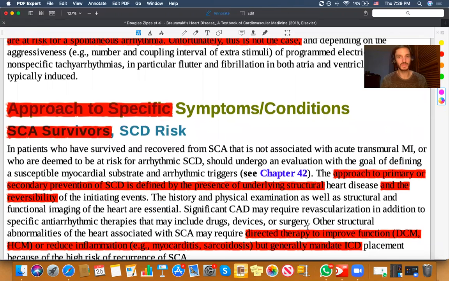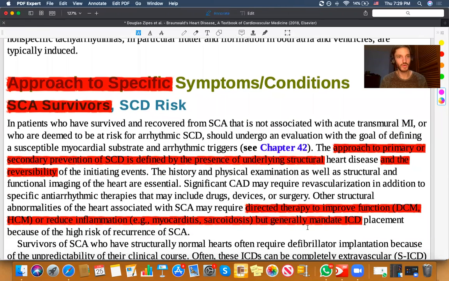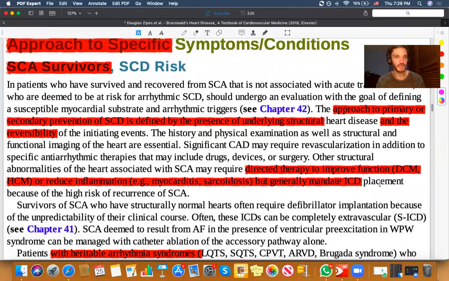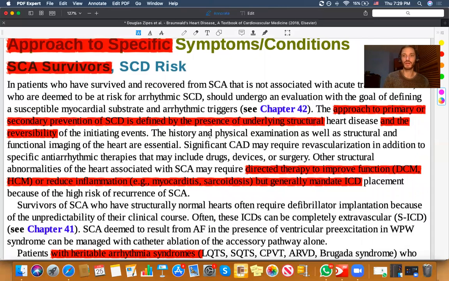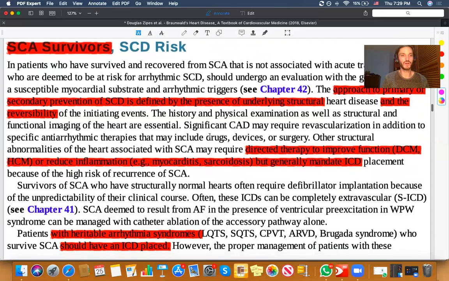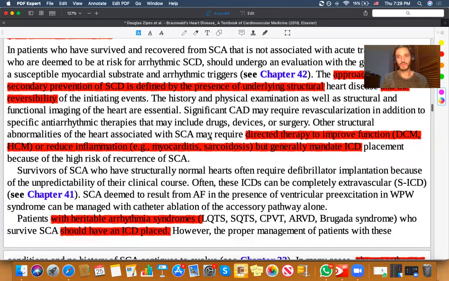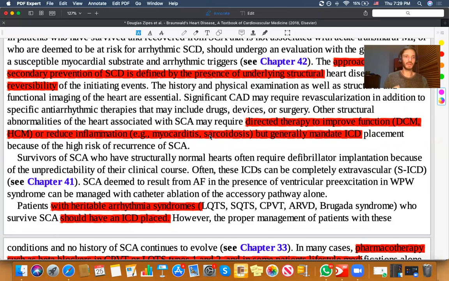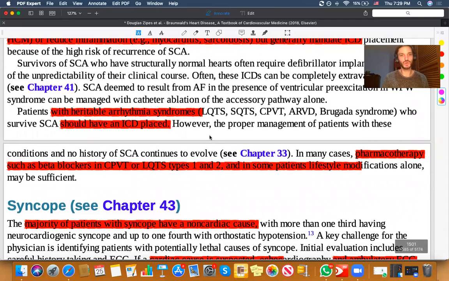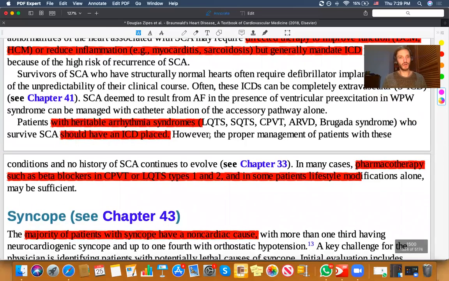Now, what about the approach to specific symptoms or sudden cardiac arrest survivors? The approach to primary and secondary prevention of SCD is defined by the presence of underlying structural disease and the reversibility of the initiating events. Directed therapy to improve function, as in DCM and HCM, or reduce inflammation, as in myocarditis and sarcoidosis, generally does not obviate ICD placement. Patients with heritable arrhythmia syndromes should have an ICD placed. Pharmacotherapy such as beta blockers is used in catecholaminergic polymorphic ventricular tachycardia or long QT syndrome types 1 and 2, and in some patients, lifestyle modifications.